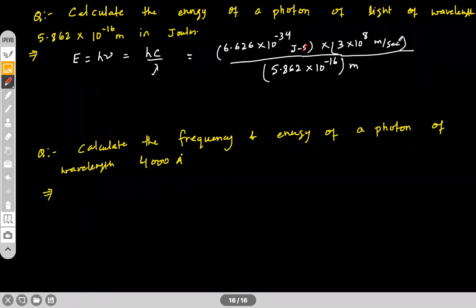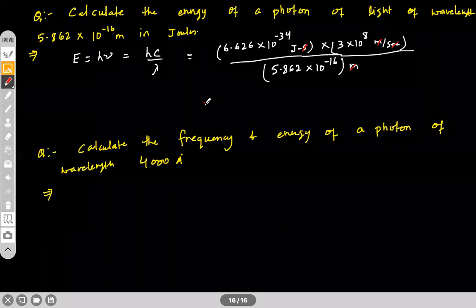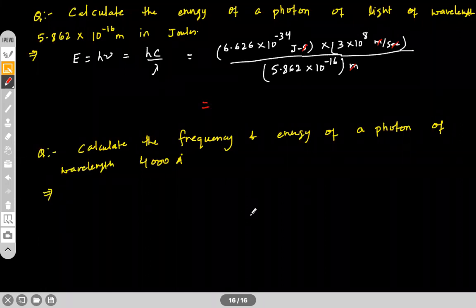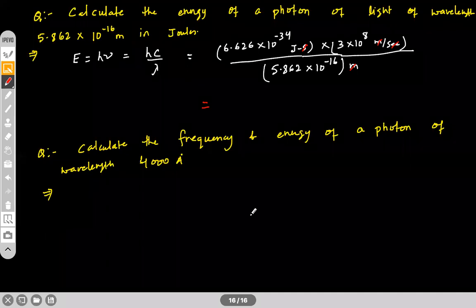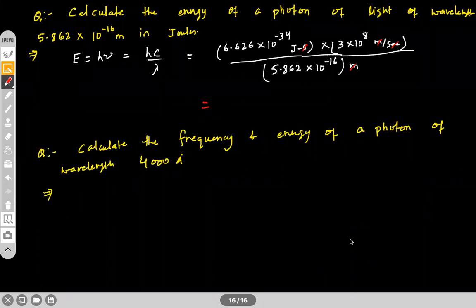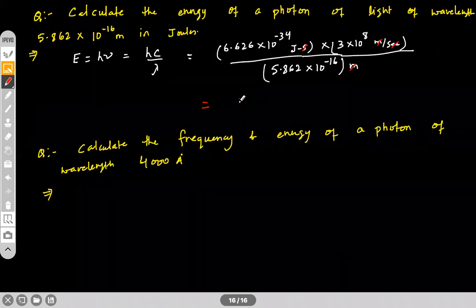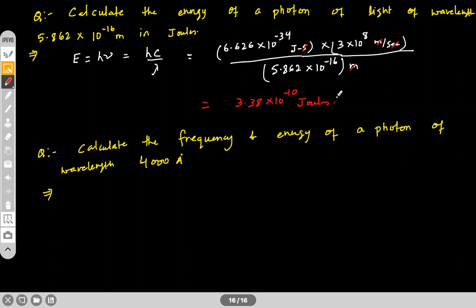So when you solve this, you see units also you must take care of, like I said. So all these second, meter get cancelled. And when you solve this, you'll get the answer, the energy in joules. Okay. So this value, the energy here, when you solve this, you will get 3.38 × 10⁻¹⁰ joules. Unit you also write down into this. Don't forget to write down the unit. Okay. Could you tell me the answer in this question?